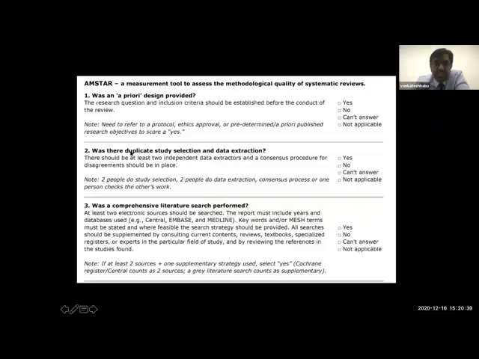The next aspect is, was duplicate study selection and data extraction done? At least two independent extractors have to be involved, then consensus has to be provided. For example, if a systematic review clearly says two reviewers were involved in study selection and data extraction, you have to give yes. It means that particular review has done this job properly. Same way, was a comprehensive literature search performed, yes or no? To give yes, a minimum of two electronic searches has to be involved and the reference list has to be supplemented. So this part is also very important in your critical appraisal.